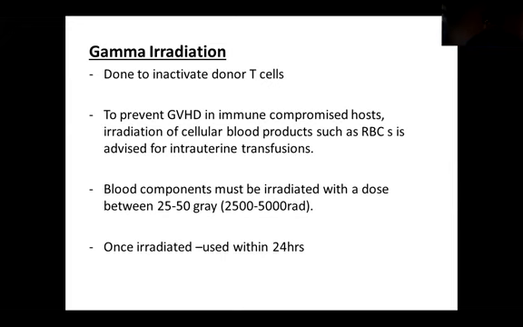Next important, what is irradiation? What are we going to do with irradiation? So it is done mainly to inactivate donor T cells. This is mainly done to prevent graft versus host disease. So these blood components must be irradiated with a dose of 25 to 50 gray, that is 2,500 to 5,000 rad. Once irradiated, the blood has to be used within 24 hours.